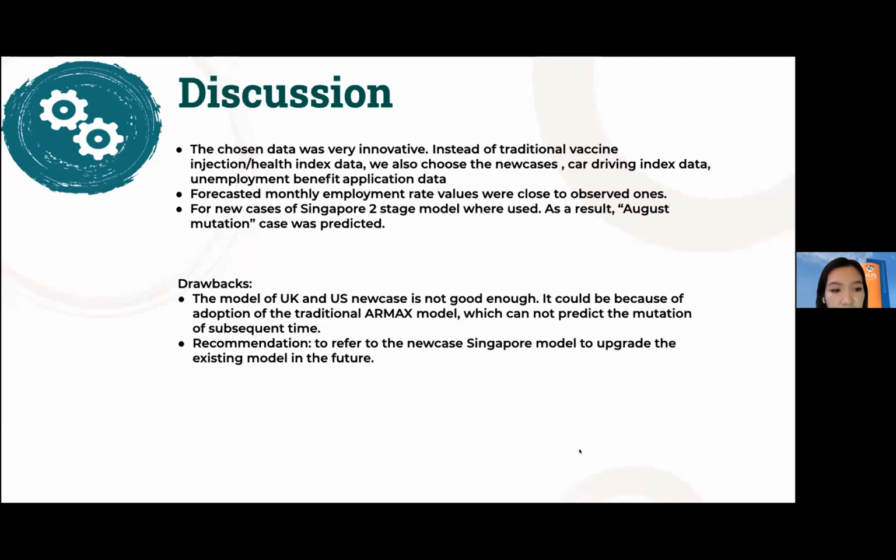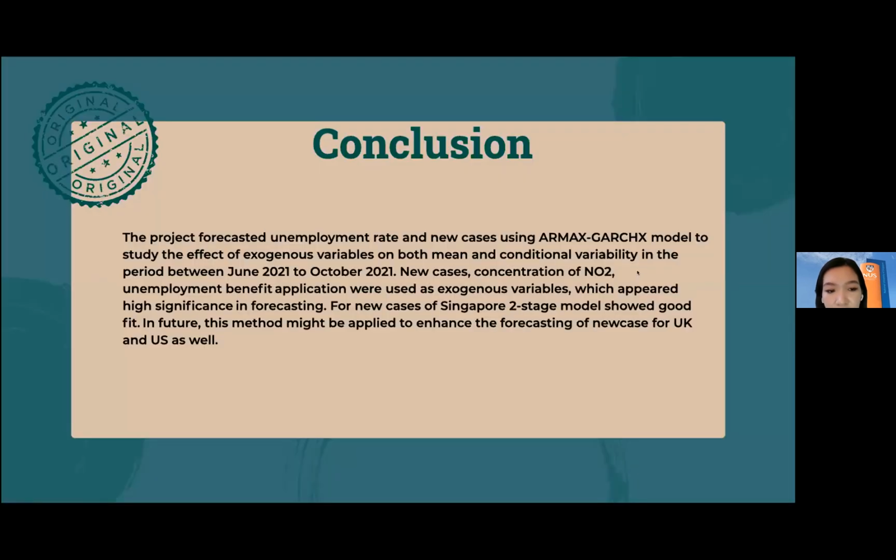In the next slide, this is our brief discussion about the predictive analysis. As was said before, we use unique exogenous variables, and the two-stage model showed a good fit for Singapore's case. Now, Yujia Chen will do the conclusion.